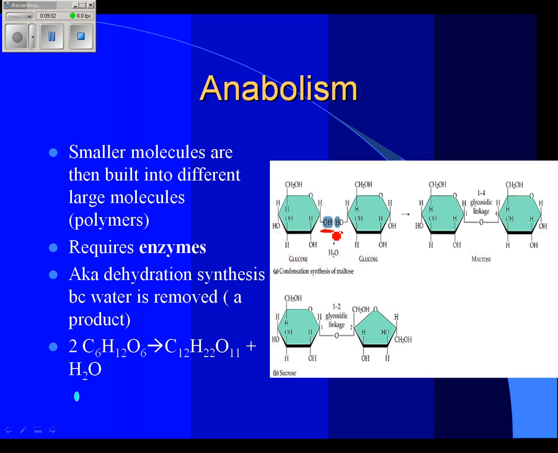Right here, we remove the hydrogen from this side and a hydrogen and oxygen from that side. They form what's called a link. Again, we'll come back to this in the second semester. And we get a compound called maltose, C12H22O11. Sucrose is actually a different linkage. And again, we'll come back to that later.